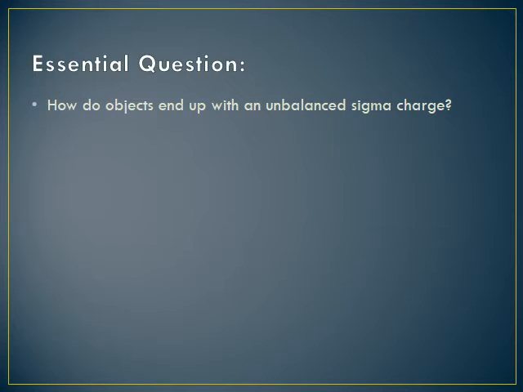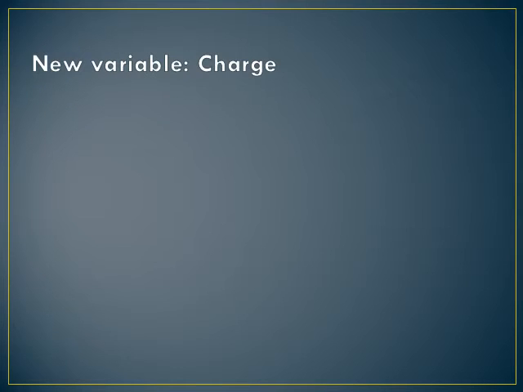The essential question for this video is, how do objects end up with an unbalanced sigma charge? In order to answer that essential question, we need to define a new variable called charge. Charge is one of the fundamental variables, so it defines objects in the universe, just like we would define an object based on its mass. We can describe things based on their charge.